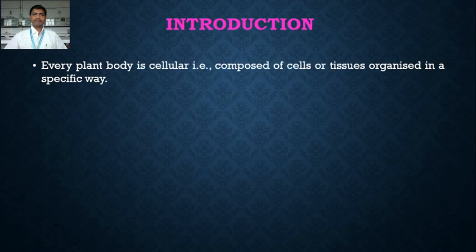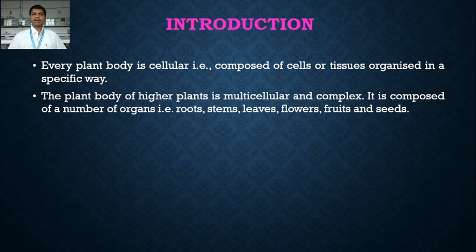As you know, every plant body is cellular, composed of cells or tissues organized in a specific way. The plant body of a higher plant is multicellular, made up of many cells, and it is complex. It is composed of a number of organs, that is root, stem, leaves, flowers, fruits and seeds. If you see the primary plant body, it is made up of root, stem and leaf. When the plant completes its vegetative or primary growth, it starts to produce flowers. After flower formation, the other organs that occur on the plant comprise the fruits and seeds.